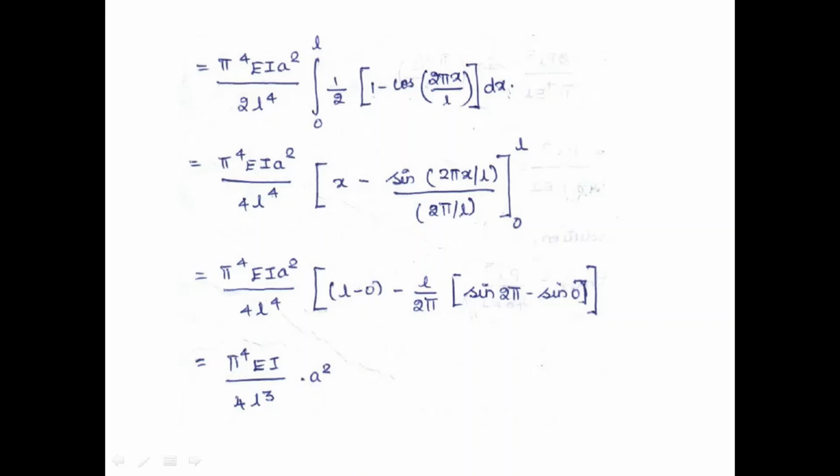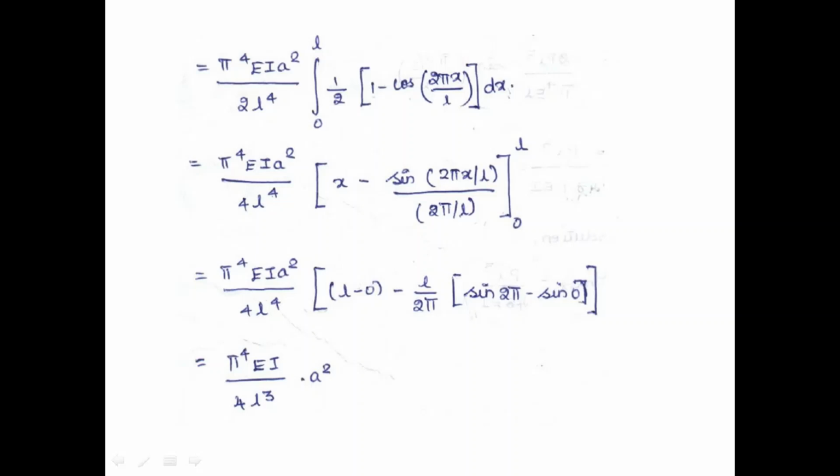And here the integral of 1 becomes x, then the integral of cos is plus sin, so minus minus, then cos becomes sin 2 pi x by L divided by the coefficient of x, because it is integration, so divided by 2 pi by L. Now after integration we have to apply the limits.